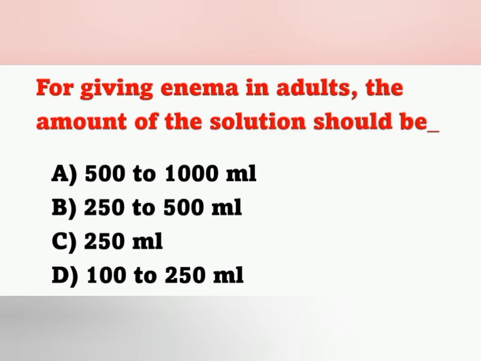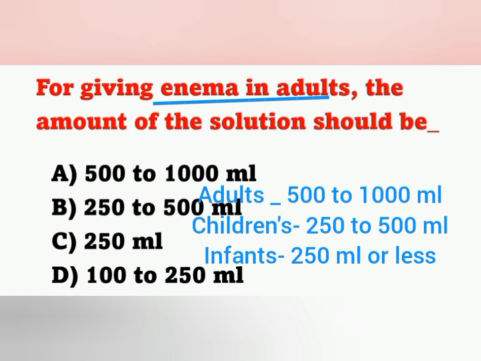Move on to the next question. For giving enema in adults, the amount of solution should be? Option A, 500 to 1000 ml. Option B, 250 to 500 ml. Option C, 250 ml. Option D, 100 to 250 ml. Our question is, how much solution is used for giving enema in adults?